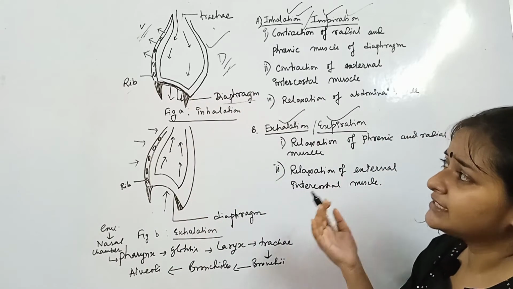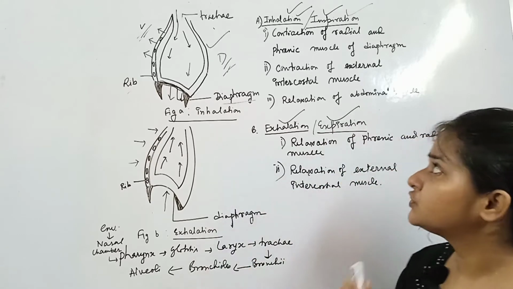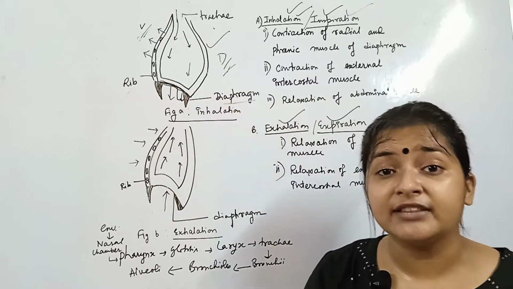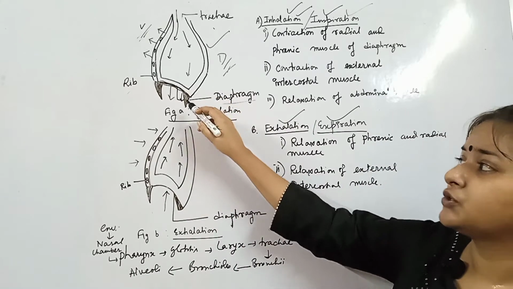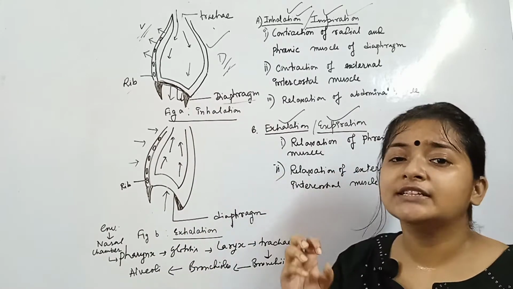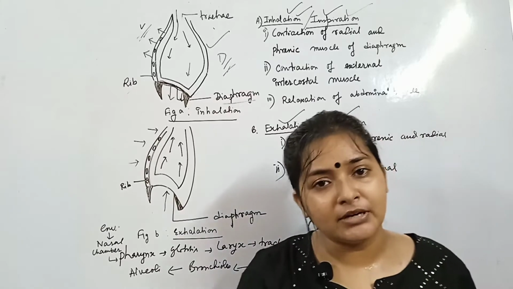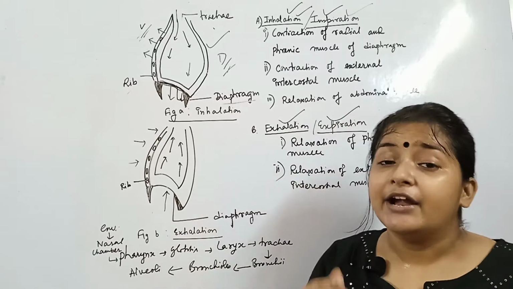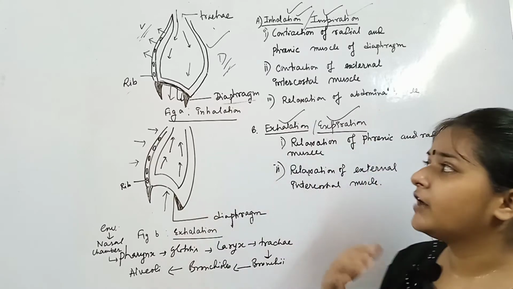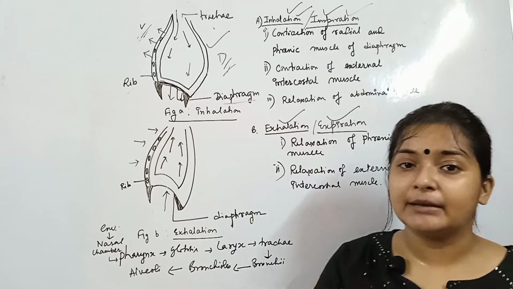Now what is the function of the diaphragm during breathing? The diaphragm has some muscles associated with it, and the function of those muscles is to hold the diaphragm in its position. There are a number of muscles present in the diaphragm, like the radial muscles and the phrenic muscle. Their function is to hold the diaphragm in position.